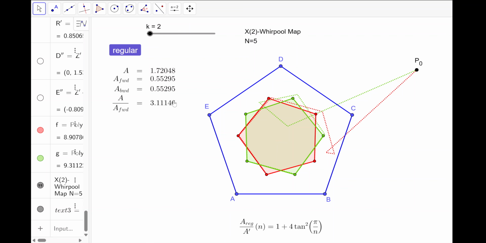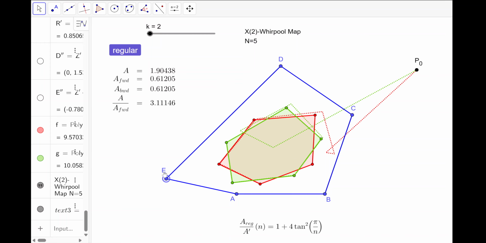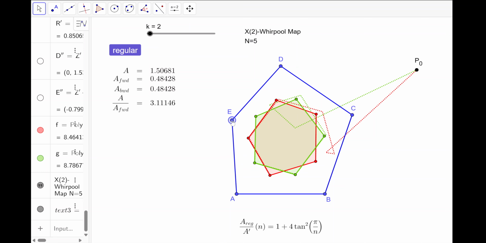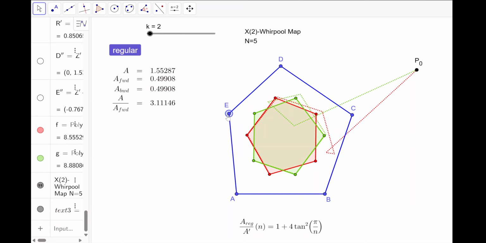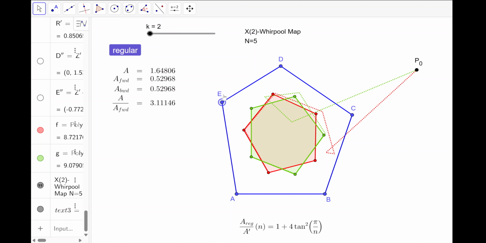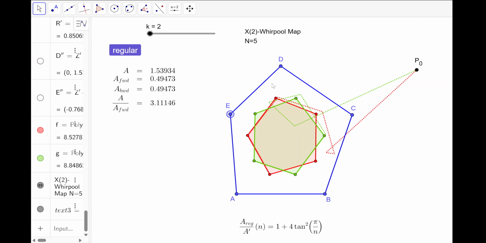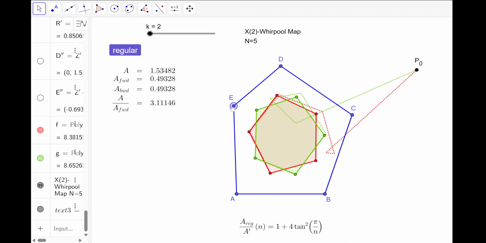If we start from this number here, 3.11146, I noticed that if starting from the regular configuration, I only perturbed one of the vertices, regardless of which one, the area ratio is preserved. So if I keep the other four vertices in this case in their original regular configuration, notice that I'm not changing A, B, C, or D, only E, the area ratio is preserved.